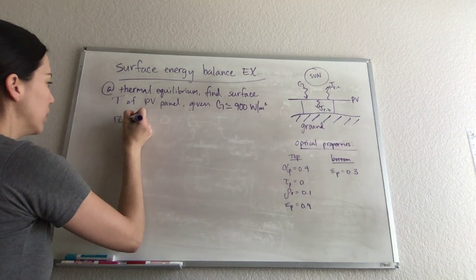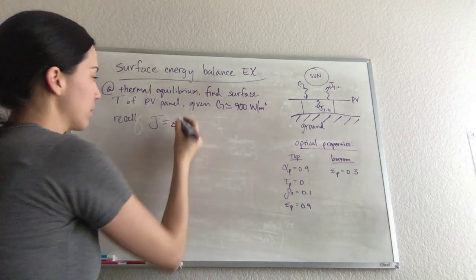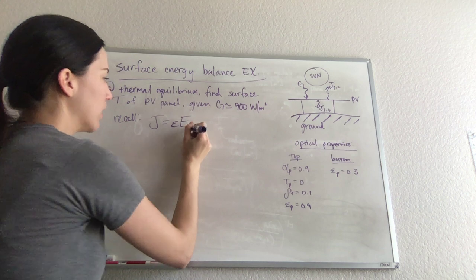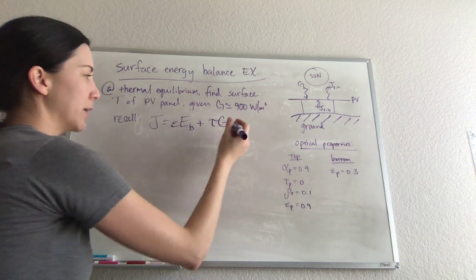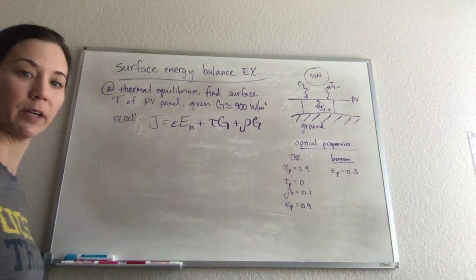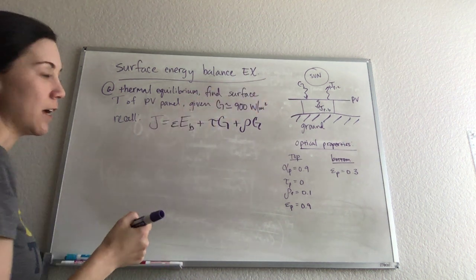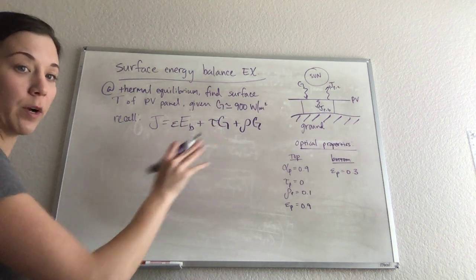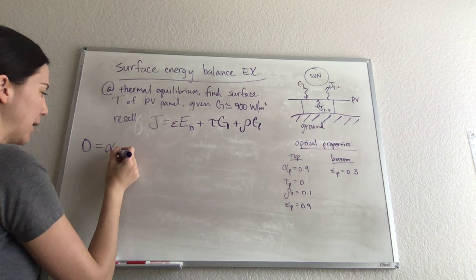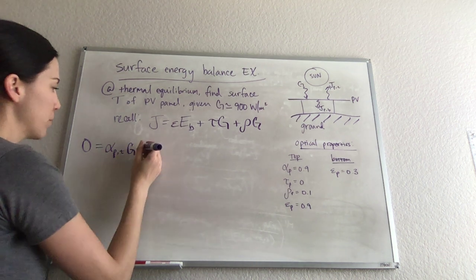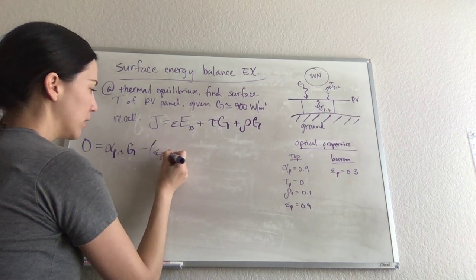If you recall, J, the radiosity, is expressed as the emissivity times the emissive power of a black body plus the transmissivity times some incoming radiation plus the reflectivity times some incoming radiation. So that is the general expression for radiosity. Now, if we specify it for our situation, I'm just going to write the whole equation now, so get ready. So we have 0 for the net flux is equal to alpha of the panel on the top times G, minus J panel top, which is going to be the emissivity of the panel on the top.